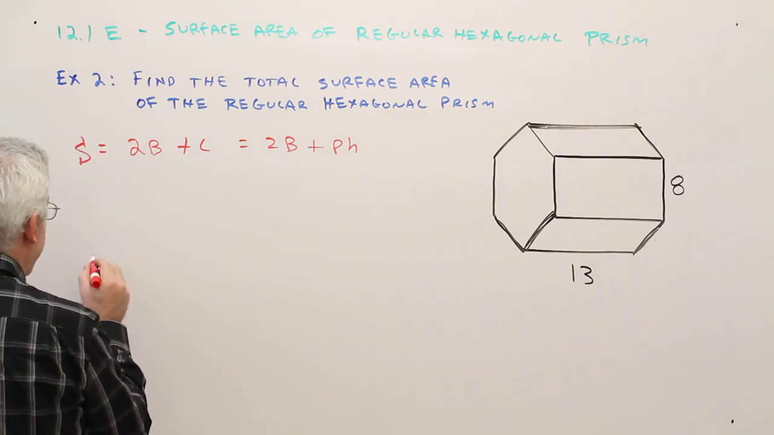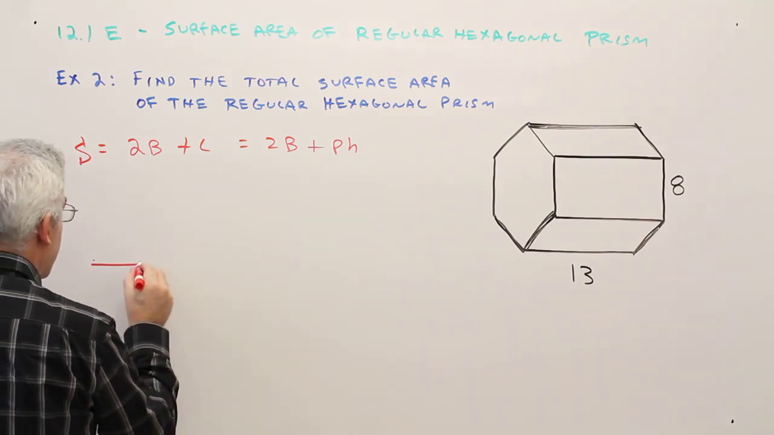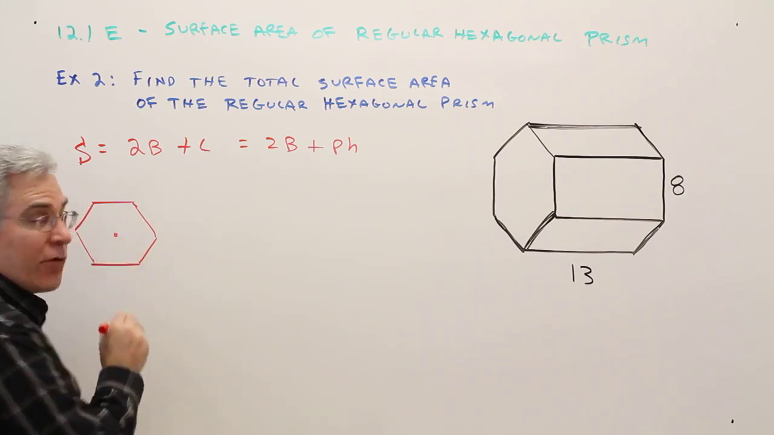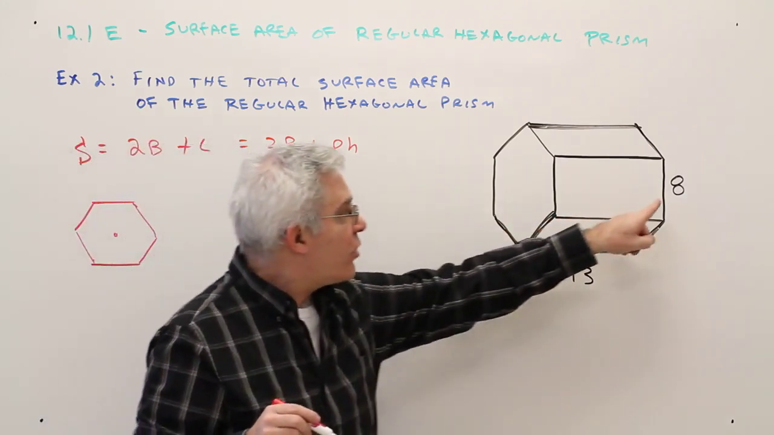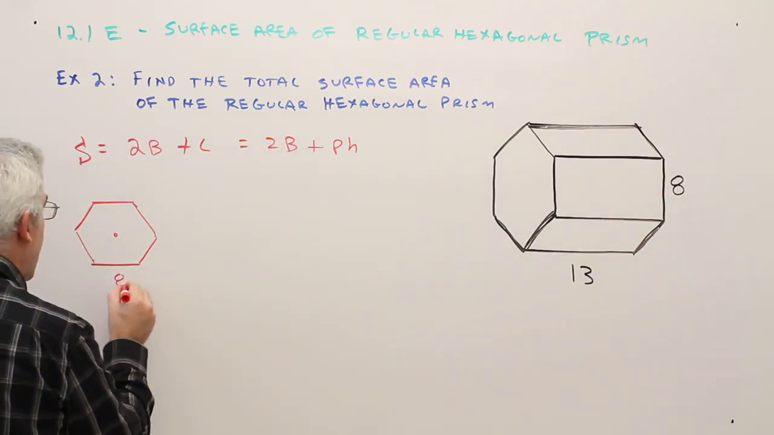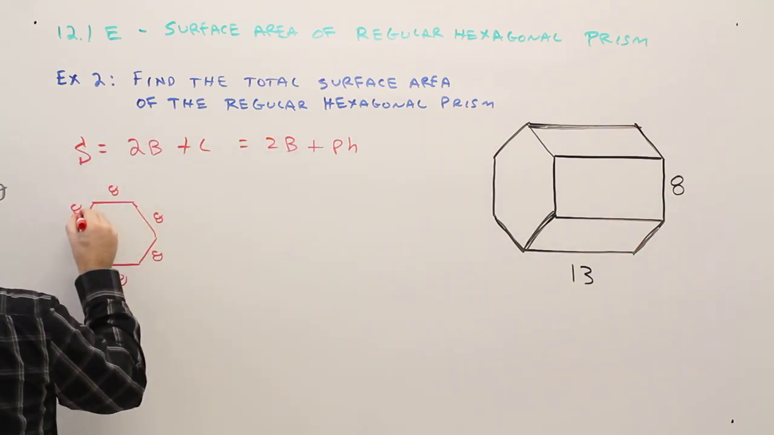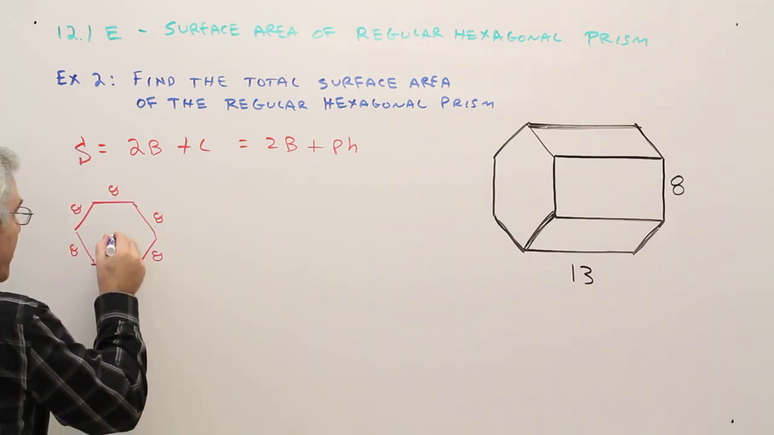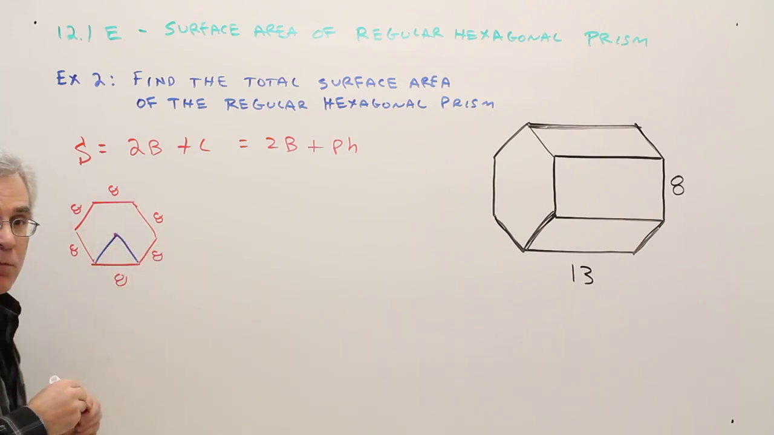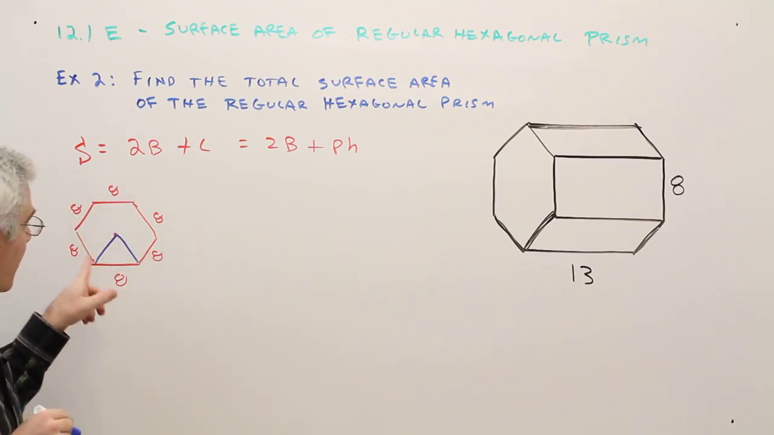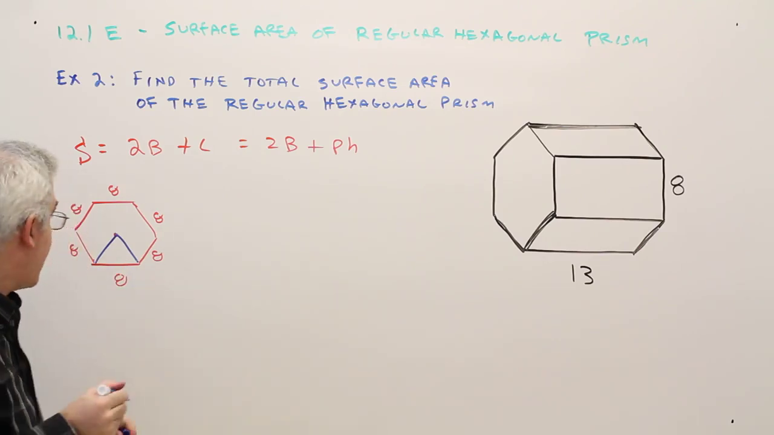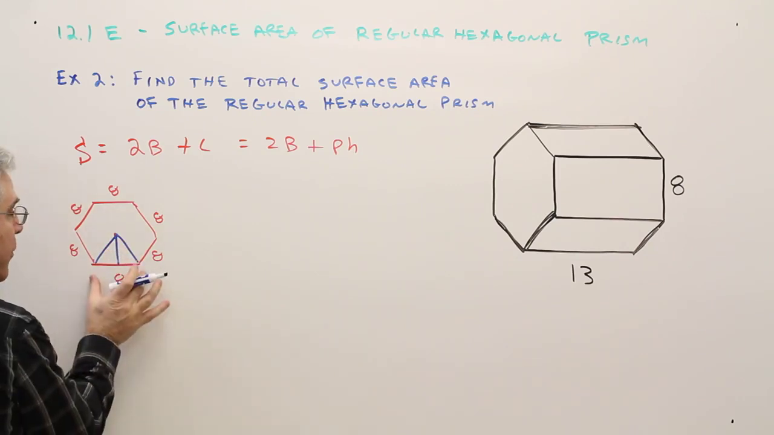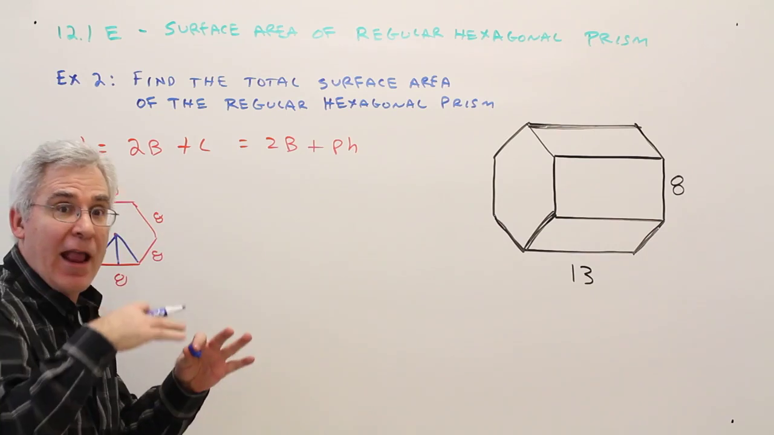I'll redraw the hexagon for you. 1, 2, 3, 4, 5, 6. I like to draw the center, and each edge was 8. 8, 8, 8, 8, 8. And what I like to do is draw the spokes out and just concern myself with one triangle. So it's an equilateral triangle, 60, 60, 60. If I were to draw this segment right there, it would bisect the angle and the opposite side.